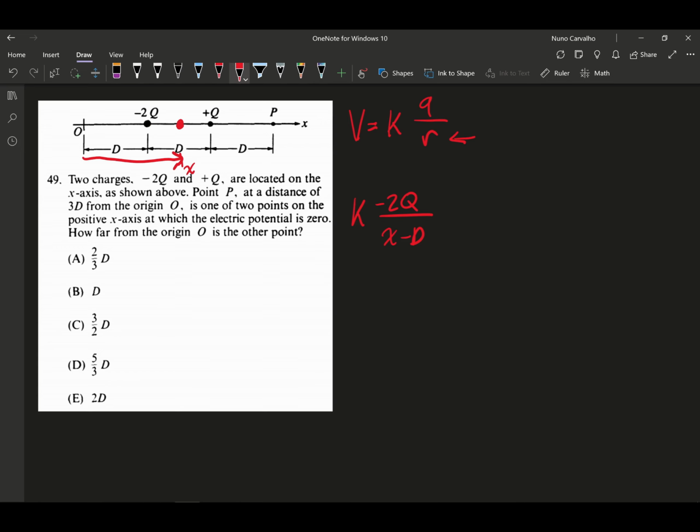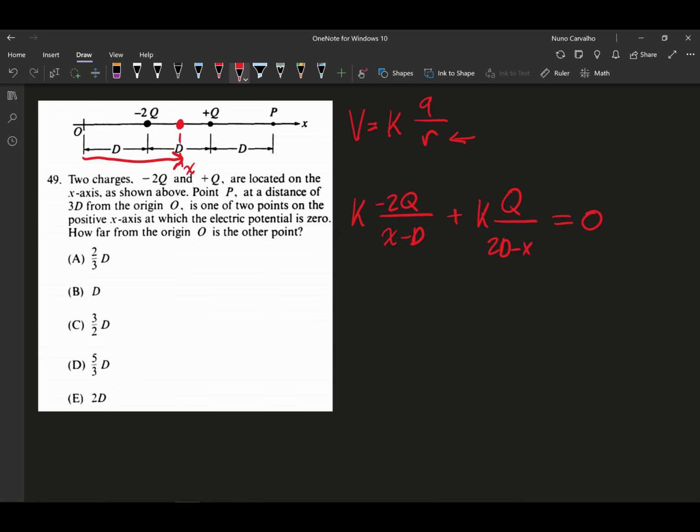Okay, and then we know that this plus the other voltage, which is going to be k times q. And then now we're going to have to slightly change our formula here. We are still working with the coordinate x here, but now we're going to do 2d minus x, and that will give us this distance right here. And then we set this equal to 0.